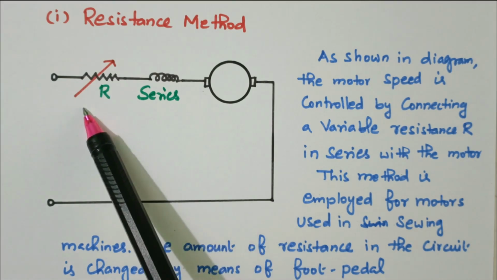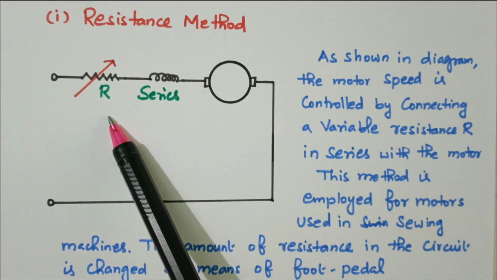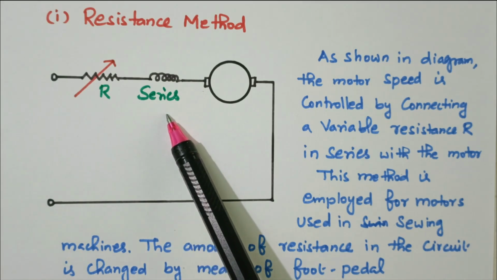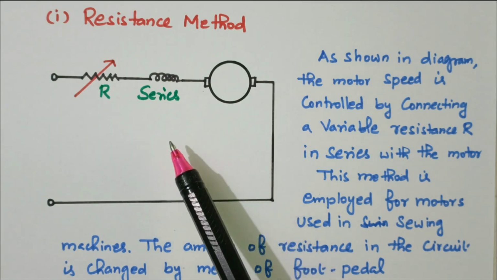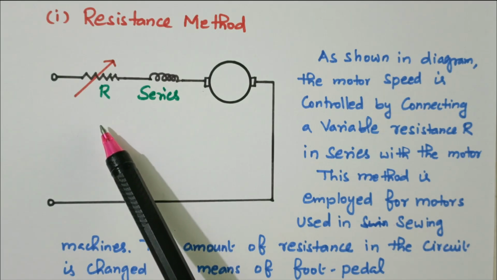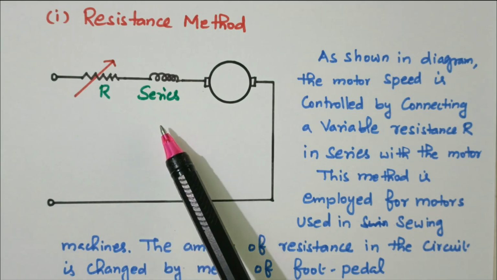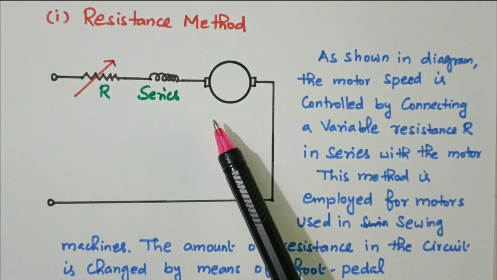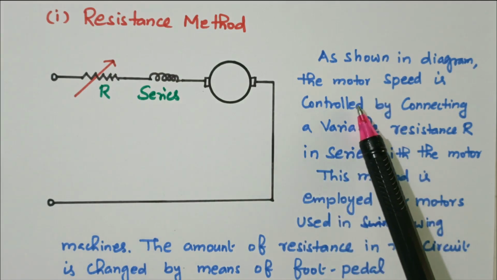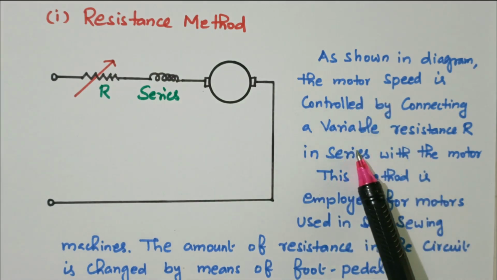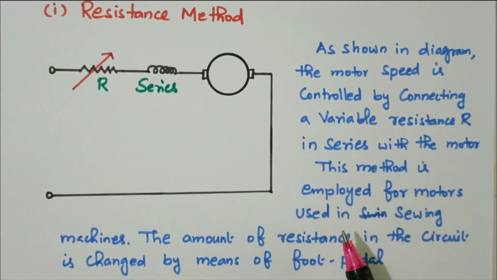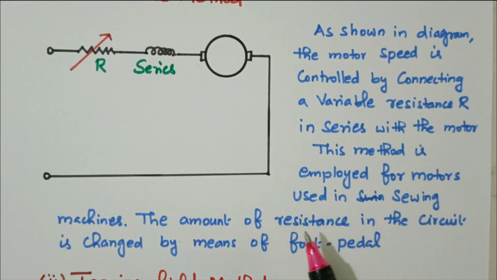So by controlling the resistor, the current flowing through the motor will vary, so that the field flux produced by the field winding will vary, so that the speed of the motor also varies. So by increasing or decreasing the resistance, we can increase or decrease the current, thereby increasing or decreasing the field winding flux, thereby the speed of the motor will increase or decrease. As shown in the diagram, motor speed is controlled by connecting a variable resistance in series with the motor. This method is employed for the motor used in sewing machines.